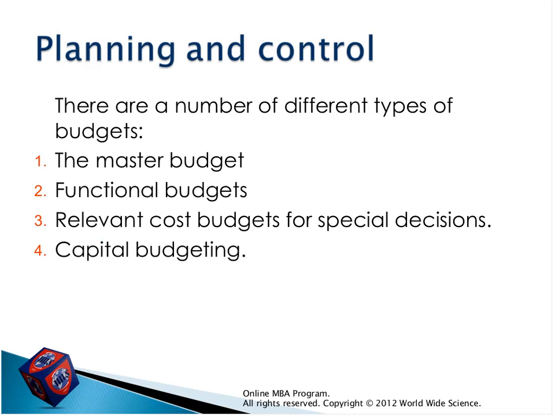We have different types of budgets in any organization. Let's see. The first is called the master budget. The second is the function budget. We also have relevant cost budgets for special decisions, and capital budgeting.